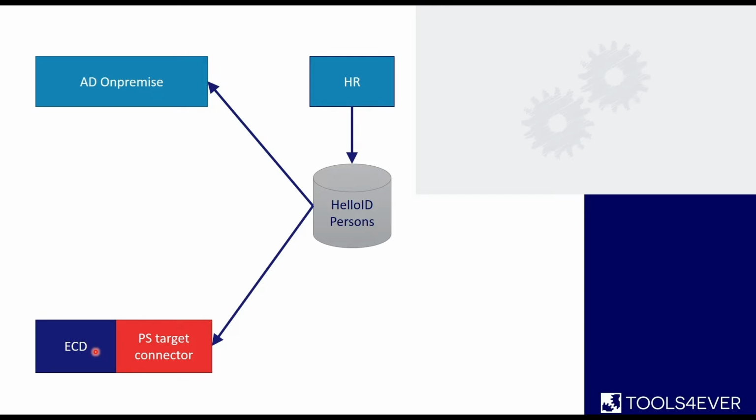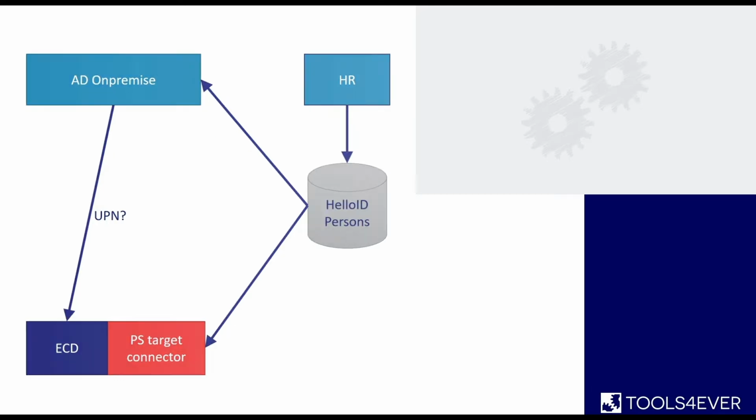So suppose you wanted to have the UPN for SSO purposes in this ECD system. However, the generated UPN was not available for this target connector. This is the problem that we have fixed in this release. Now you can pass information that has been created here to the vault and make it available here. We'll explain this in the next slide.